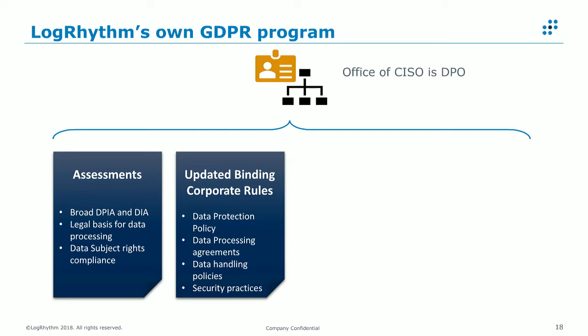Moving forward in terms of binding corporate rules, fortunately for us, we've had a lot of this in place for a long time, but we've gone through and re-updated, re-reviewed and re-audited our data protection policy, our data processing agreements, data handling policies, and security practices. We've been running things like anti-phishing exercises inside of our company. So every now and then you get an email that is so tempting to click on that link.